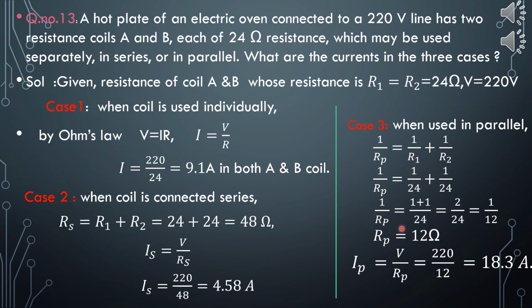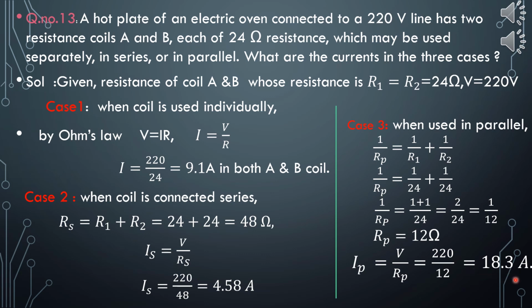And 1 by Rp is equal to, taking LCM 24 and numerator adding, 1 plus 1, and you will get 2 by 24, nothing but 1 by 12. If 1 by Rp is 1 by 12, then Rp is equal to 12 ohm. Substitute that in Ohm's law to find current, that is Ip is equal to V by Rp, that is equal to 220 by 12, and the ratio of this is 18.3 amp.